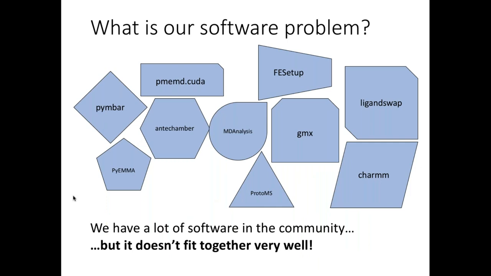And we looked at the field and we said, what is actually the software problem? Why is it so difficult for us to share knowledge about how to run simulations? It's because if you look at all of the software that we have in our community, it really doesn't fit together very well. So if you write a tutorial on how to do something using Gromacs, but you as a user are working with Amber, then it's really hard to mix and match between these different codes. Effectively, there are lots of gaps between the codes.